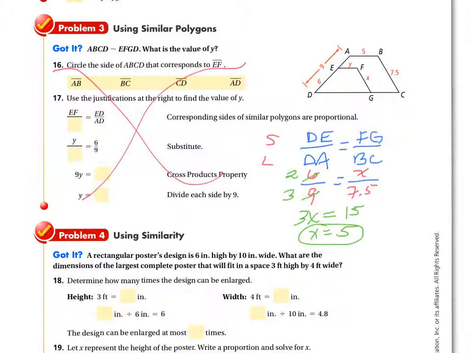And then let's set up another proportion. So we want to find y. So we're still going to use DE and DA equals. Y belongs to our smaller figure, so that's EF. What corresponds to EF on the big figure? AB. So we want to fill in the corresponding values. So again, DE is 6, DA is 9, EF is Y, and AB is 5.